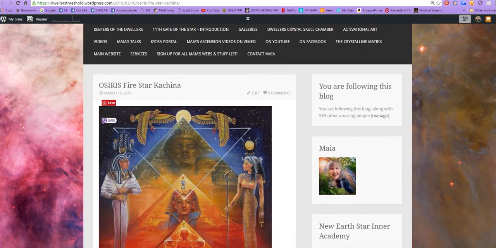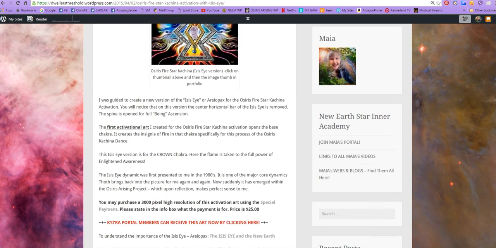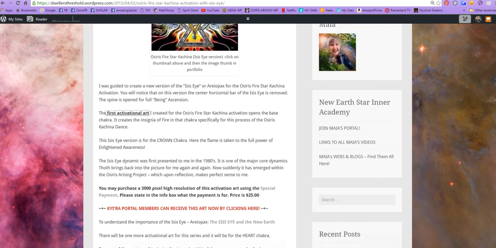Whoops, no, this is writing about it. I'm sorry. We don't want to go into that right now, so we'll just close it. It creates the insignia of fire in that chakra specifically for the process of the Osiris Kachina dance. The Isis Eye version is for the crown chakra. Here the flame is taken to the full power of awake enlightened awareness.